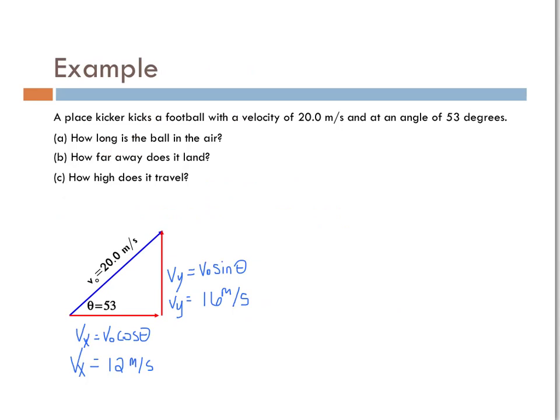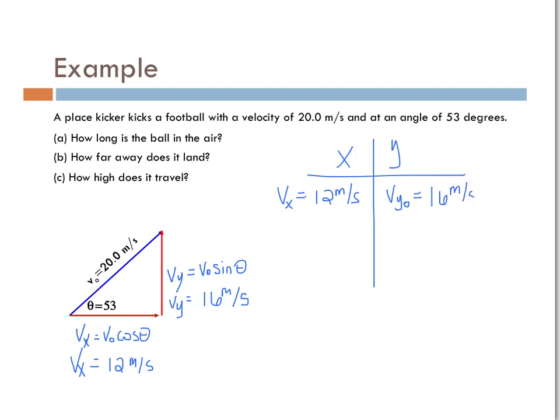So making a chart to separate my information, I have my x and I have my y. So in the x direction, I know my velocity is 12 meters per second. Again, I can just label it as my velocity in the x because I know this will be the initial and the final. For my velocity in the y direction, it is important to label this as an initial because we know that the velocity in the y will change.